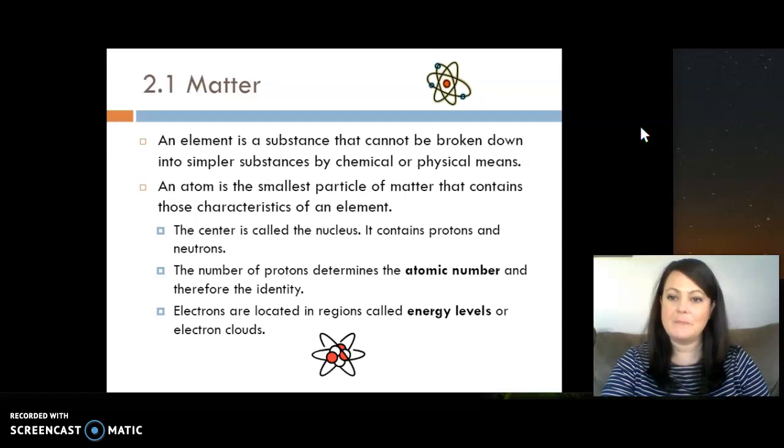2.1 is on matter. An element is a substance that cannot be broken down into simpler substances by chemical or physical means, essentially anything you would find on the periodic table. An atom is the smallest particle of matter that contains the characteristics of that element. The center of an atom is called a nucleus. It contains protons and neutrons. The number of protons determines the atomic number and therefore the identity. Electrons are located in regions called energy levels or electron clouds.